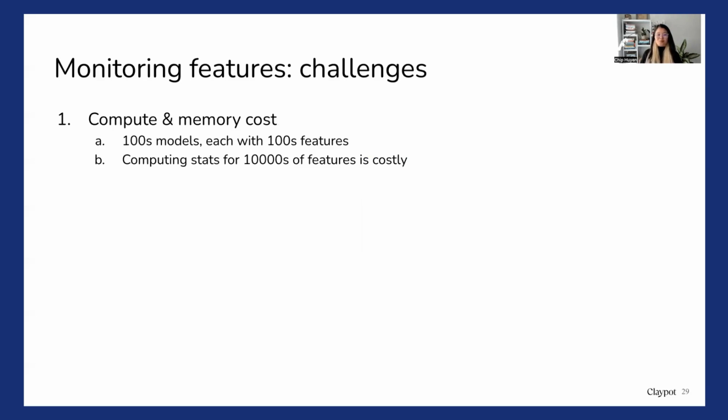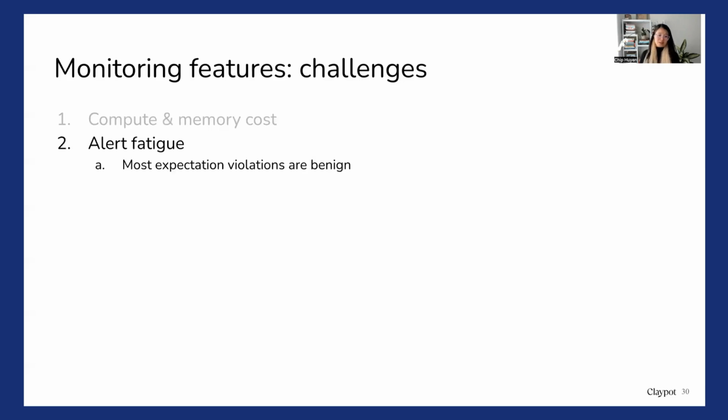The first is the compute and memory cost. A company nowadays doesn't just have one model with 10 features. We talk to a lot of companies that have hundreds of models, and each model has thousands of features. So imagine continually computing statistics for tens or hundreds of thousands of features. It can be very, very costly and expensive.